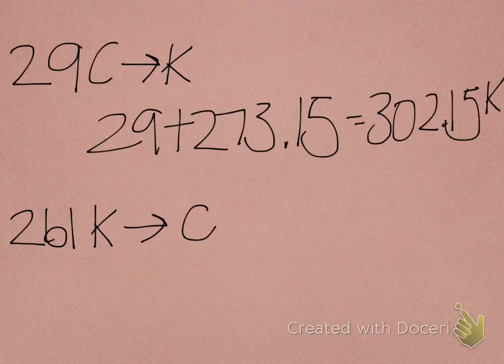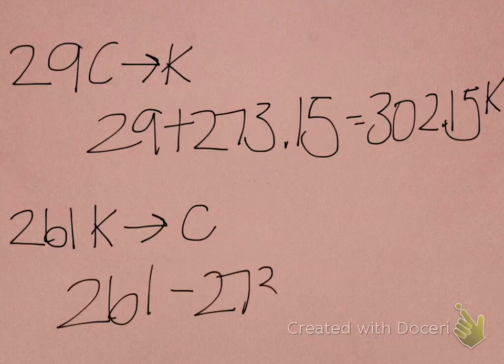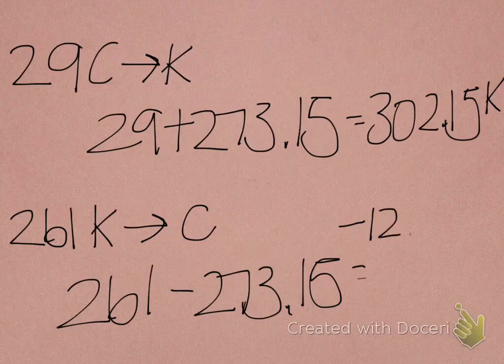All right, next one, 261 Kelvin, and we're converting that to Celsius. So now we just subtract 261 minus that magic number, 273.15, leaves me with negative 12.15 K. Okay, so it's just a simple matter of plugging values in.